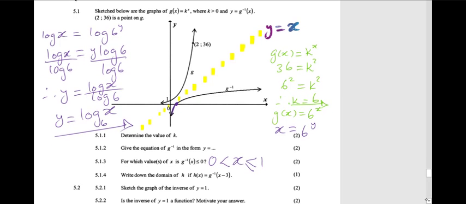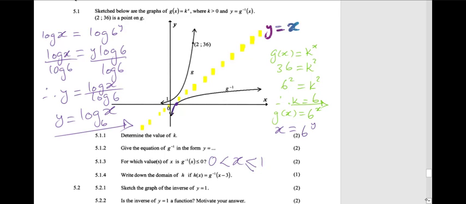Now, let's write down the domain of h. If h at x equals the inverse of g, where we have minus 3, it means the graph is shifted. So they want the domain. Now, this graph is shifted 3 units to the right.